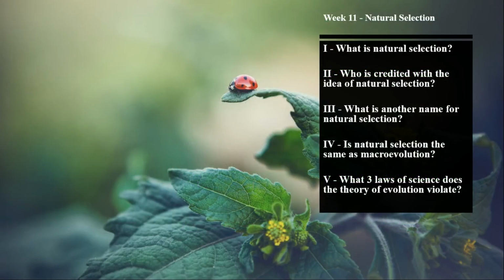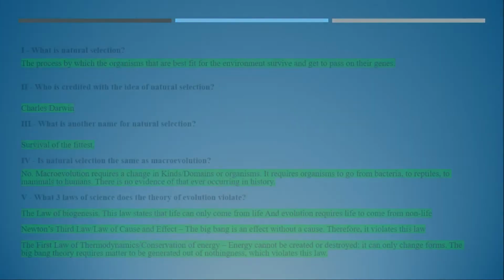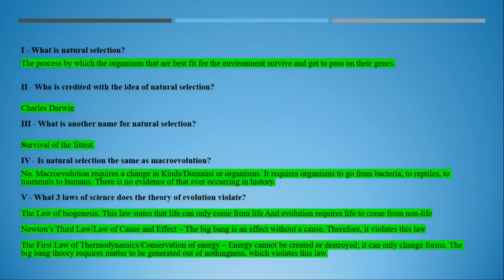Okay, we're on to natural selection. Here are our questions. So natural selection is the process by which the organisms best fit for the environment survive. And when they survive, they get to pass on their genes to the next generation. Charles Darwin is credited with the idea for natural selection. And another name for that is survival of the fittest.